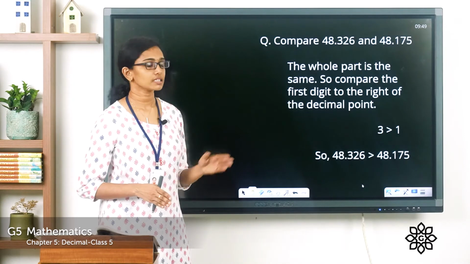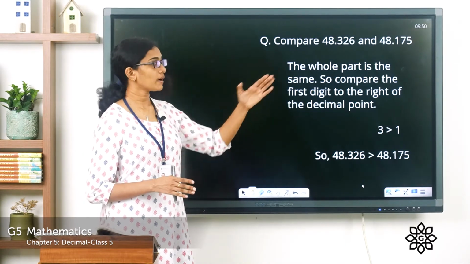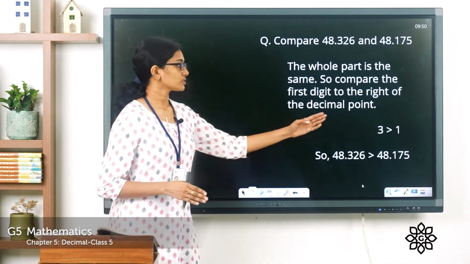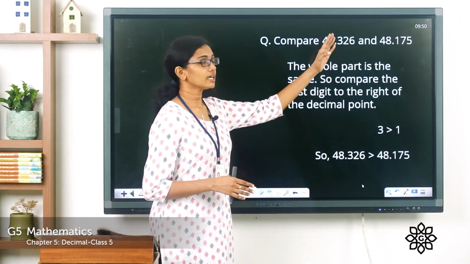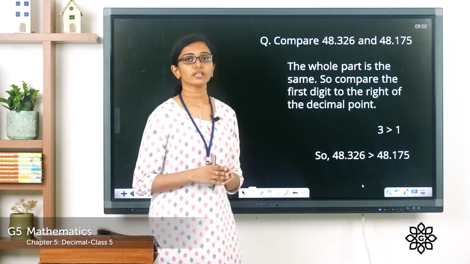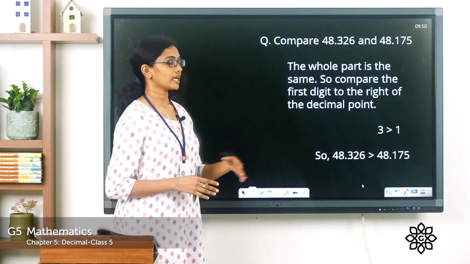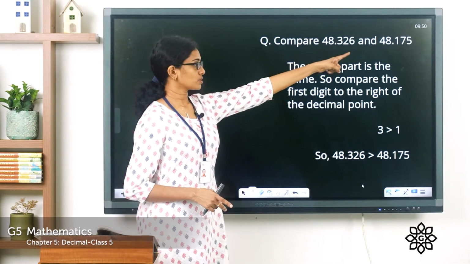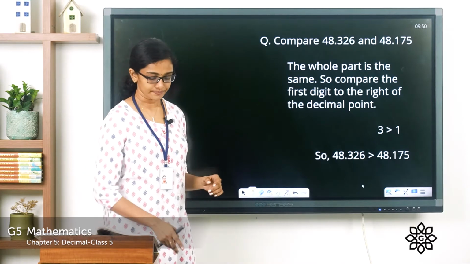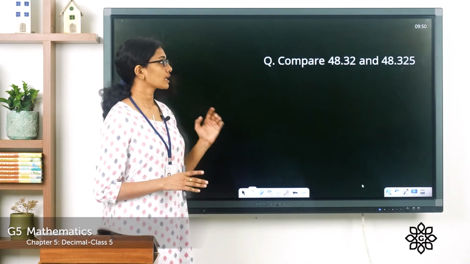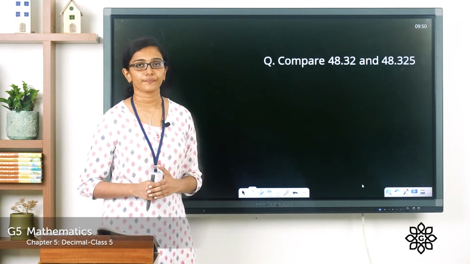When you compare 3 and 1, which is greater? 3 is greater than 1. And the whole part is already the same. So since we compared the first digits after the decimal point and the digit in the first number is greater than the digit in the second number, because 3 is greater than 1, we can write 48.326 is greater than 48.175. Clear?